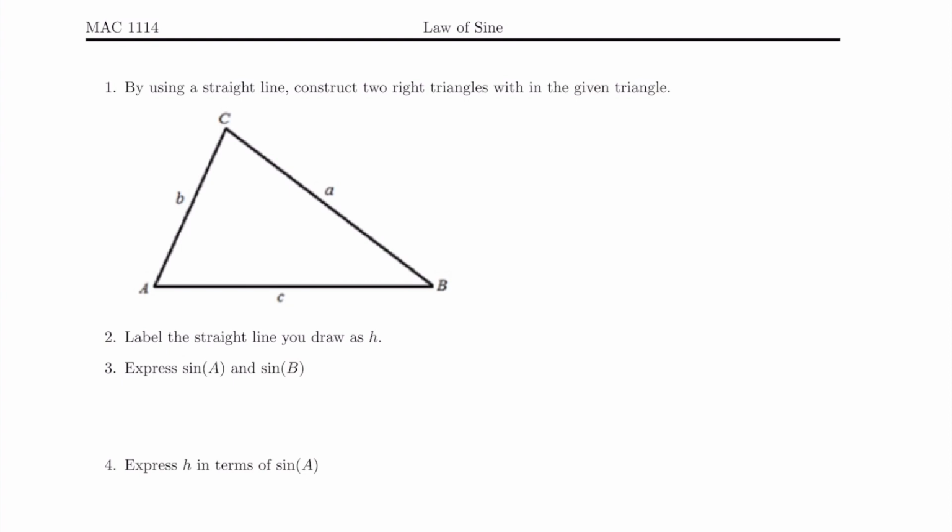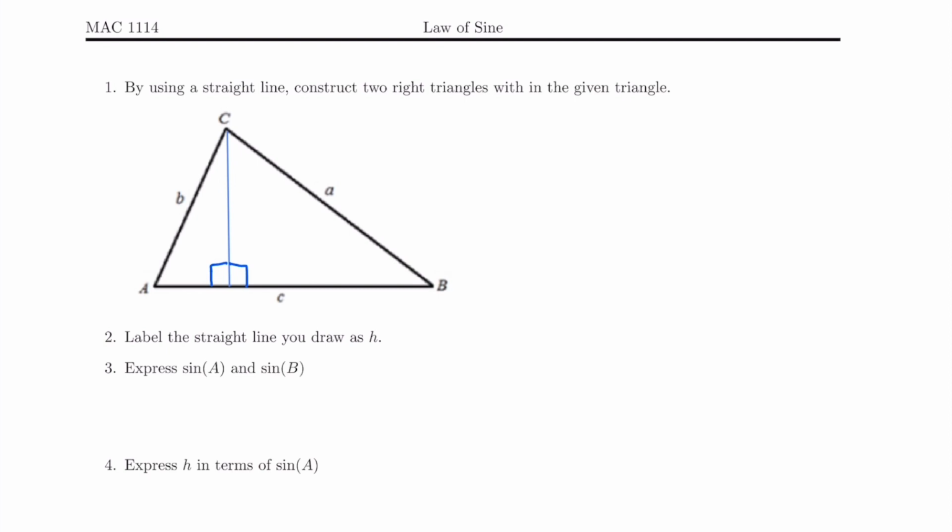So let's look at number one. By using a straight line, construct two right triangles within the given triangle. It would be helpful if you actually follow along as I do this, step by step. That's the first step: draw a straight line to make two right triangles. How can we achieve that? From here, I'm going to drop a straight line so that I form a right angle right here. So now I have two right triangles.